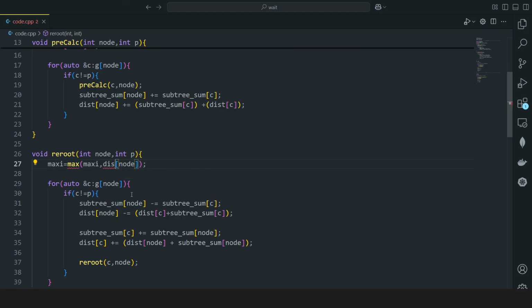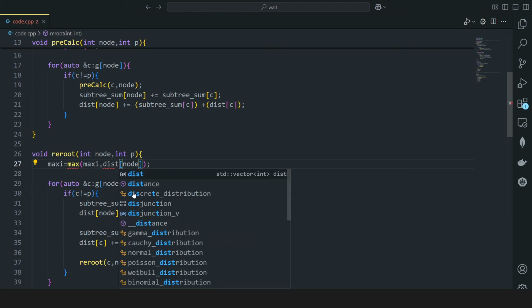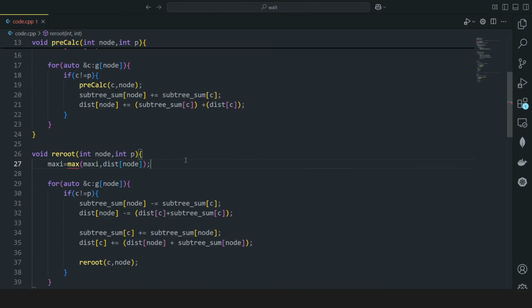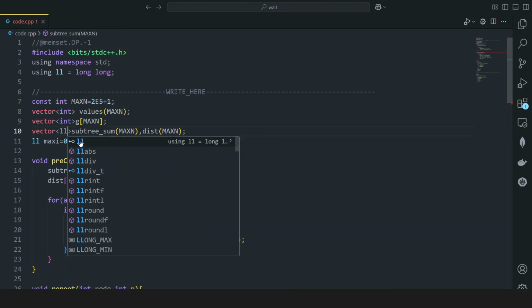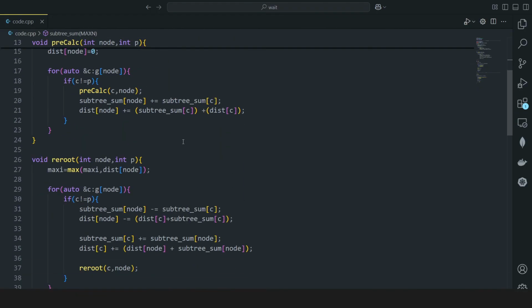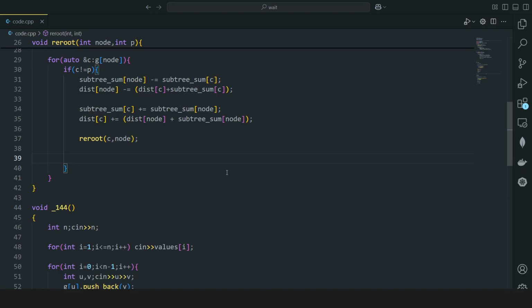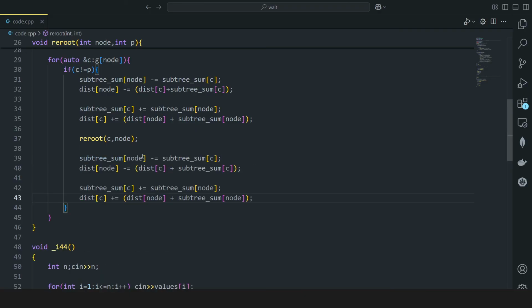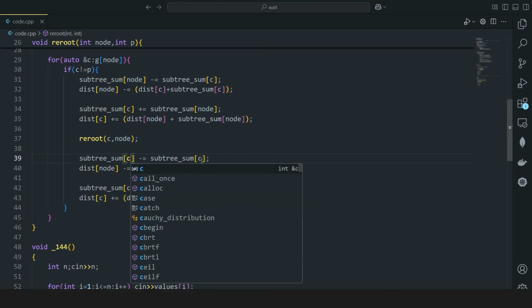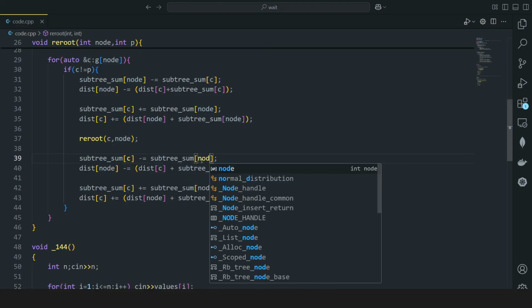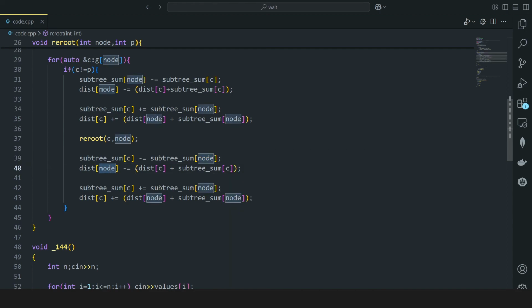So the same thing I did here, and I think it is dist, not dis, and use long instead of int, because it might exceed in some cases. After doing this, as I told you, I have to revert back to the tree from which I have come, right? So I just have to reverse the operation from what I just did here. So I will again say that in place of node, I will use C, and in place of C I will just use node.